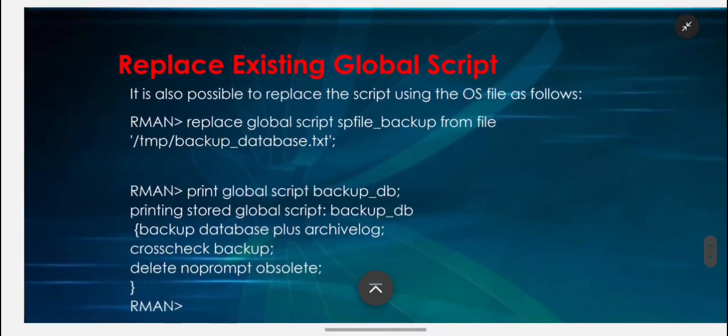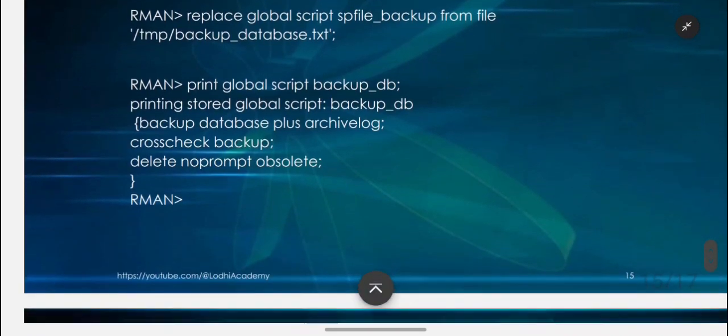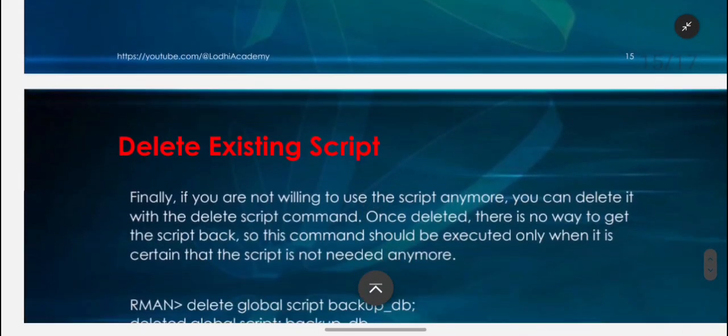It is also possible to replace the script using an OS file as follows. Like before, when we created the script through a file, we can now replace it through a file as well. We only have to change our created file, a sh or text file. Then we run the command replace global script spfile_backup from file, and we mention in single quotes the file location and file name. Now we can run print global script backup_db again, and we can see the script has been changed.